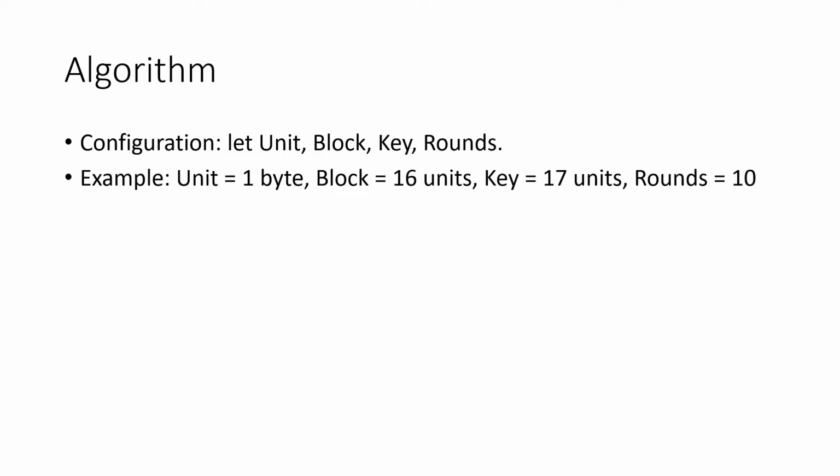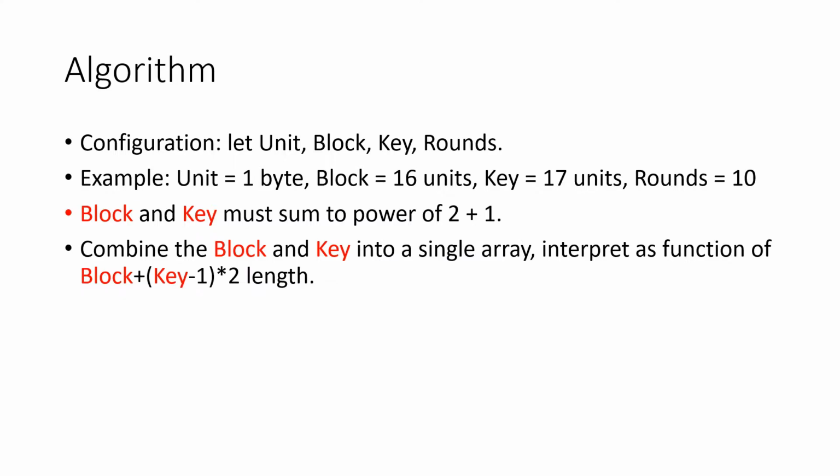Let's look at an overview of this algorithm. First, the configuration. We'll need a unit, block, key, and the number of rounds. For example, a unit could be 1 byte, a block 16 bytes, the key 17 bytes, and the number of rounds 10. The block and the key must sum to a power of 2 plus 1.